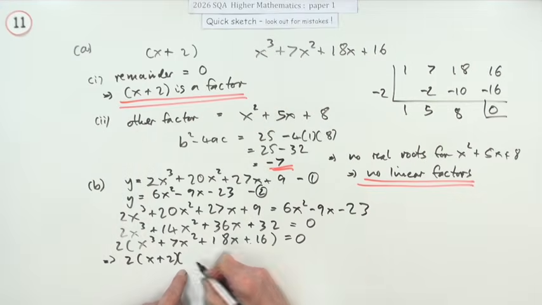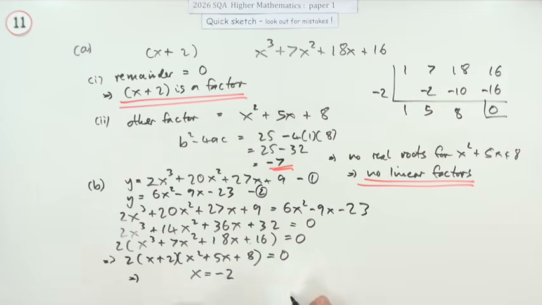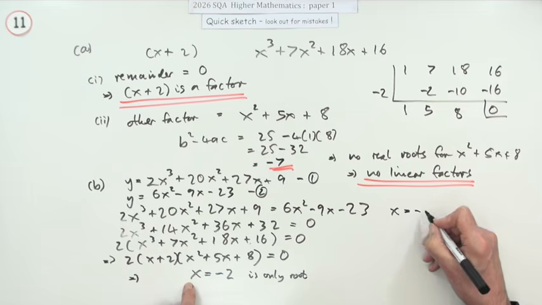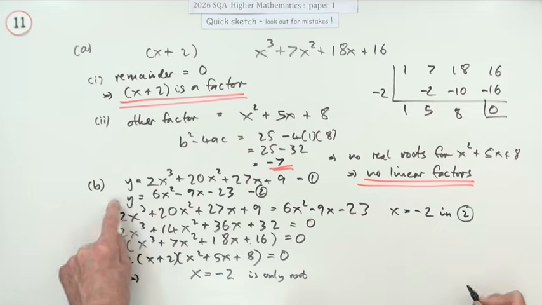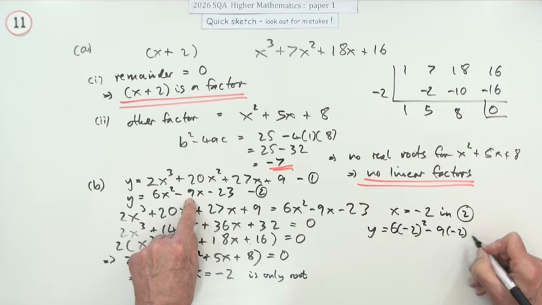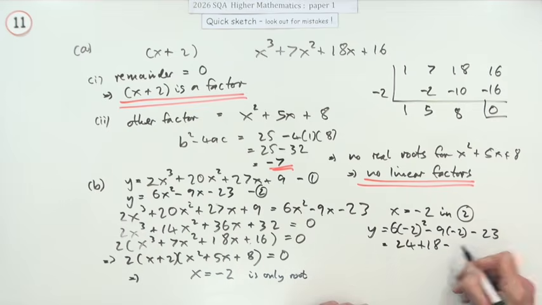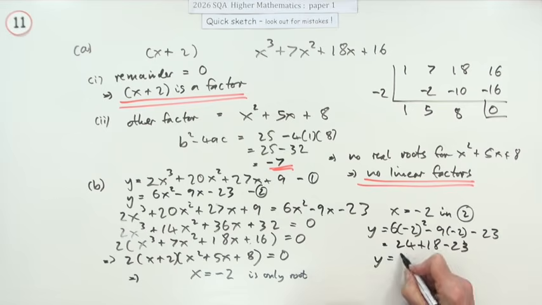You've got x plus 2 for the only linear factor, and that irreducible quadratic, which is no use to you, which means the only solution is going to be that x is negative 2. But you still have to find the y-coordinate, so put that into the simpler one, put it into 2, because there's less work there. So putting negative 2 instead of x, you're just going to add up these three numbers. You've got a 24, an 18, and a takeaway 23, one more than 18, 19. There's the point. Negative 2, 19.